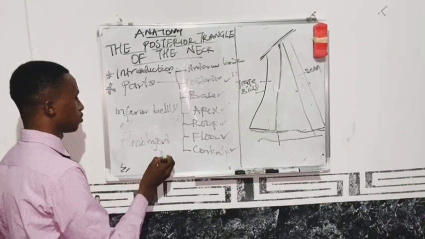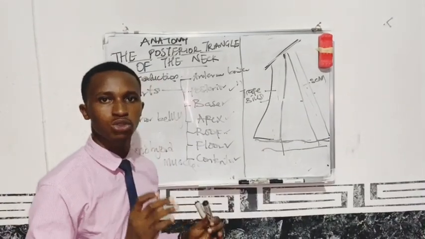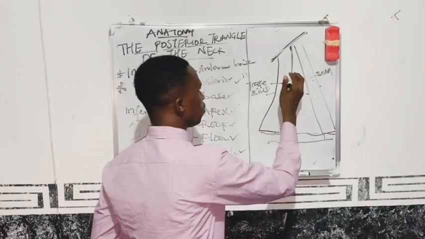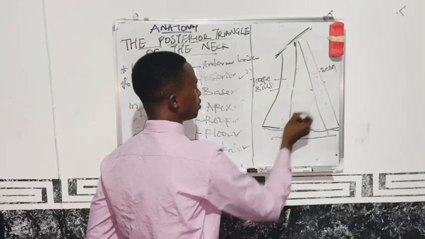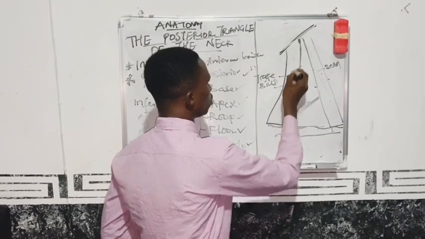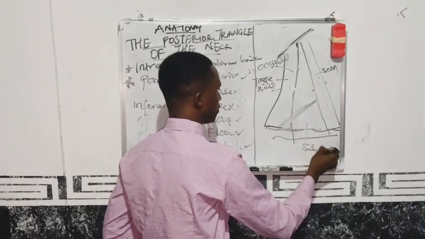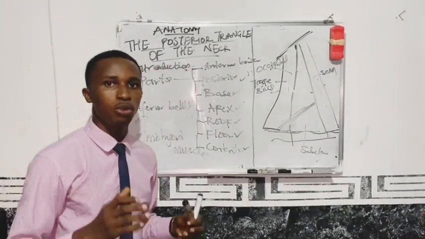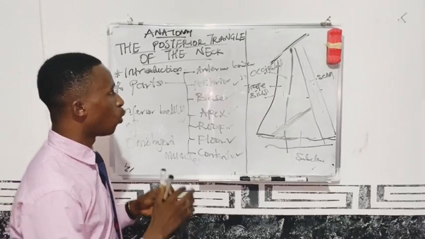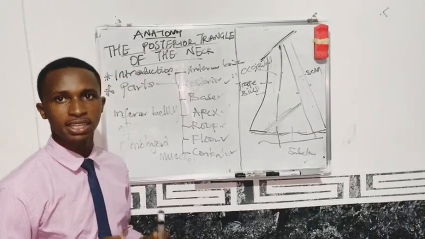So the inferior belly of the omohyoid muscle divides the posterior triangle into two, which are known as the subclavian triangle and the occipital triangle. So I repeat the point. The inferior belly of the omohyoid muscle divides the posterior triangle of the neck into two triangles. One, the occipital triangle located superiorly. Two, the subclavian triangle located inferiorly.